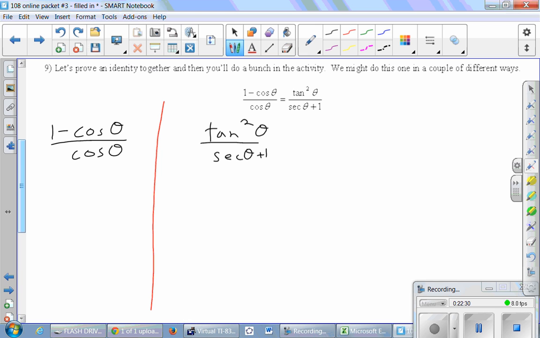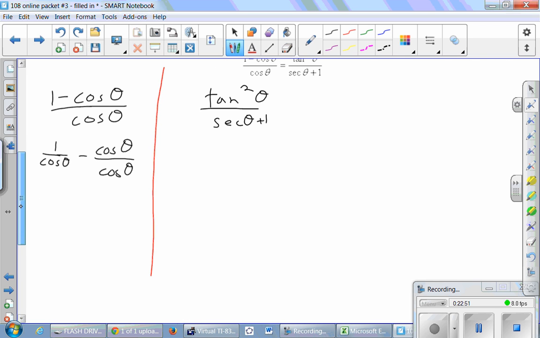So, big red line going right through the middle. Okay, so one thing we can do on the left-hand side is split this up into two fractions, because I have one denominator with subtraction upstairs. So convince yourself that this is really the same as 1 over cosine minus cosine over cosine. That's just a fact about fractions, has nothing to do with trig. And then we can start rewriting a little bit.